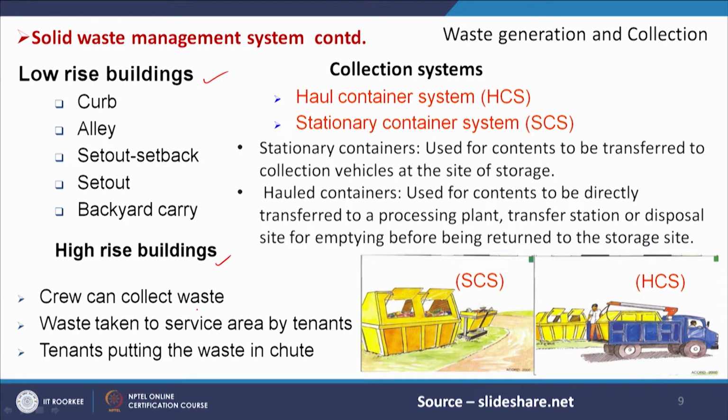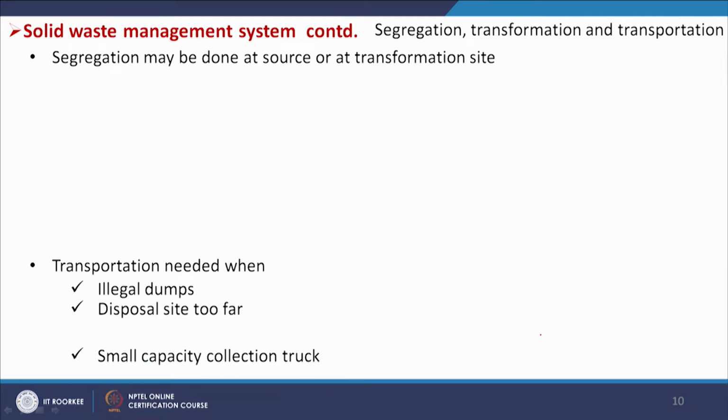These are some methods which are used in different parts of the world for the collection of solid waste. If we think about the collection systems, basically two major types are used. One is the hauled container system and another is the stationary container system. Stationary container systems are basically used for contents to be transferred to the collection vehicles at the site of storage. This is the site of storage, where waste is collected. The municipal vehicle will come, and here the waste will be transferred. That is the stationary container system. In the case of the hauled container system, it is used for the contents to be directly transferred to the processing plant, transfer station or disposal site for emptying before being returned to the storage site. So, this container is taken directly to the disposal or processing site with the carrier, and after unloading it is returned to this place. That is called the hauled container system. These are the different types of systems used for the collection of municipal solid waste.